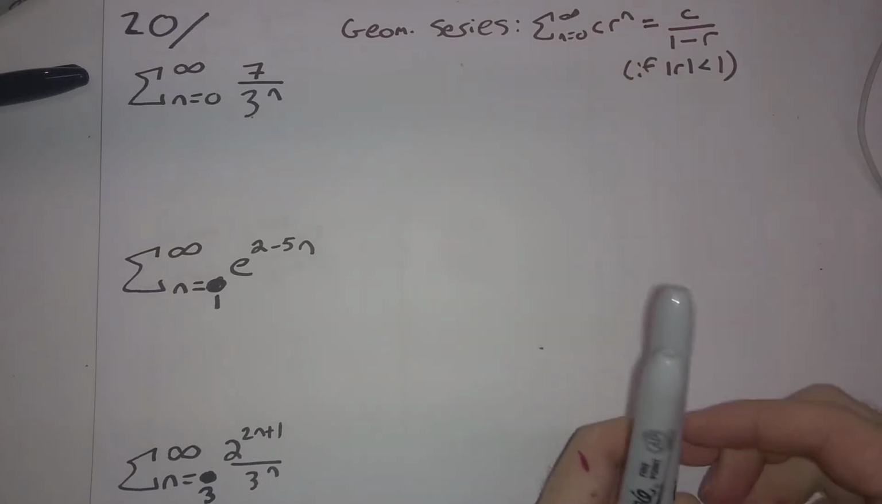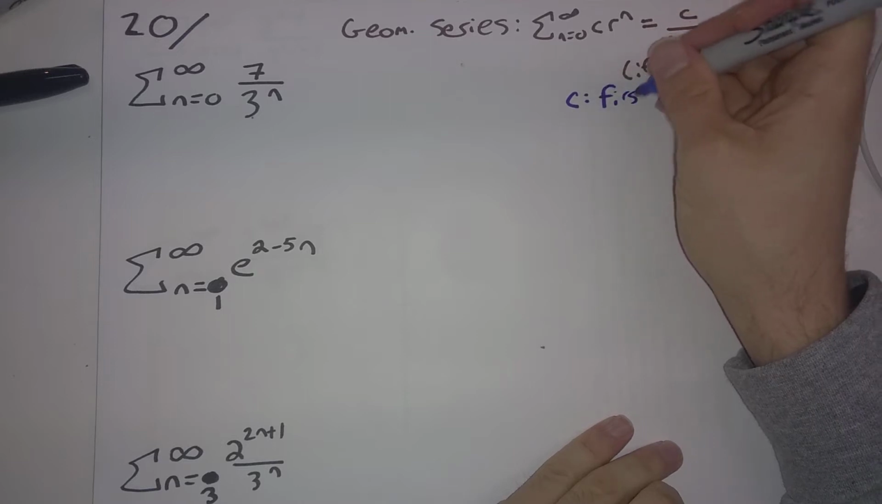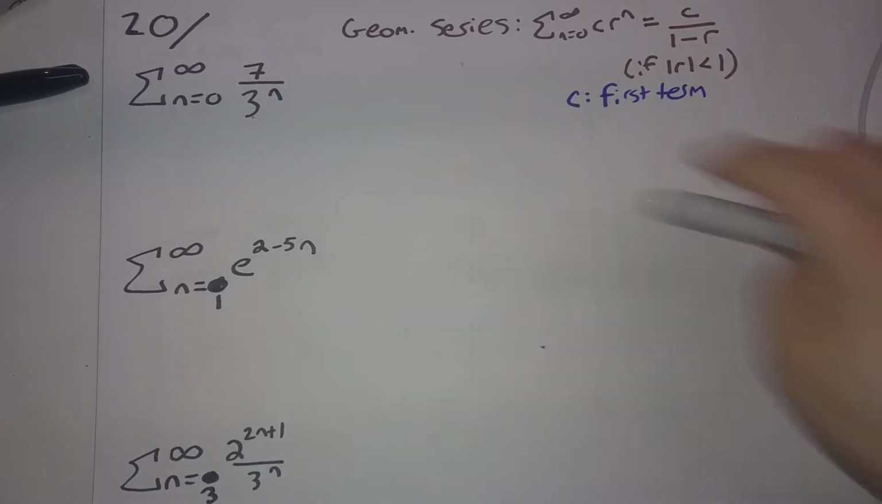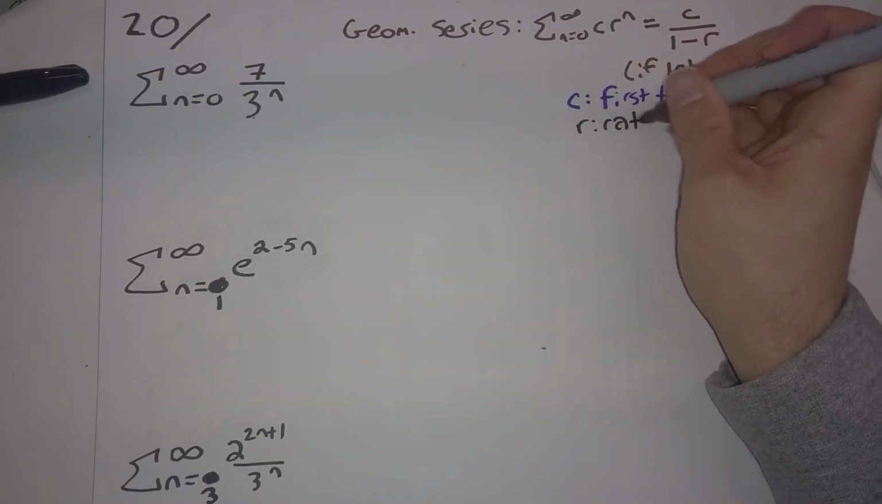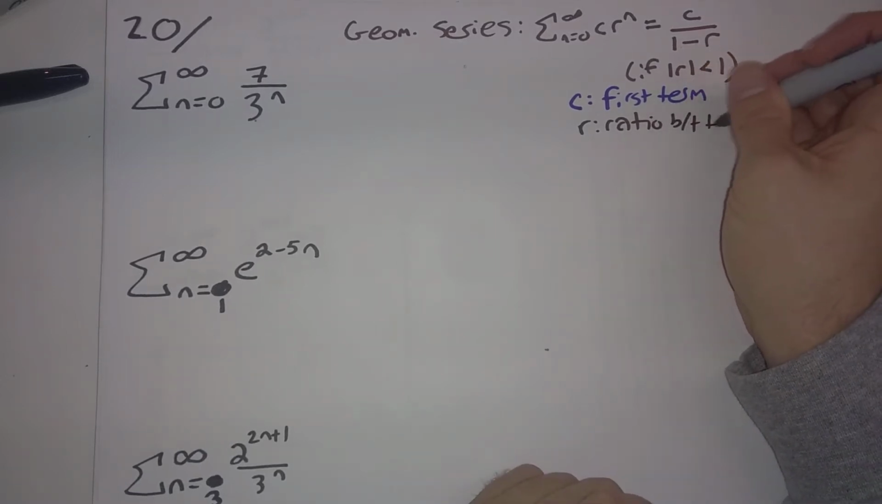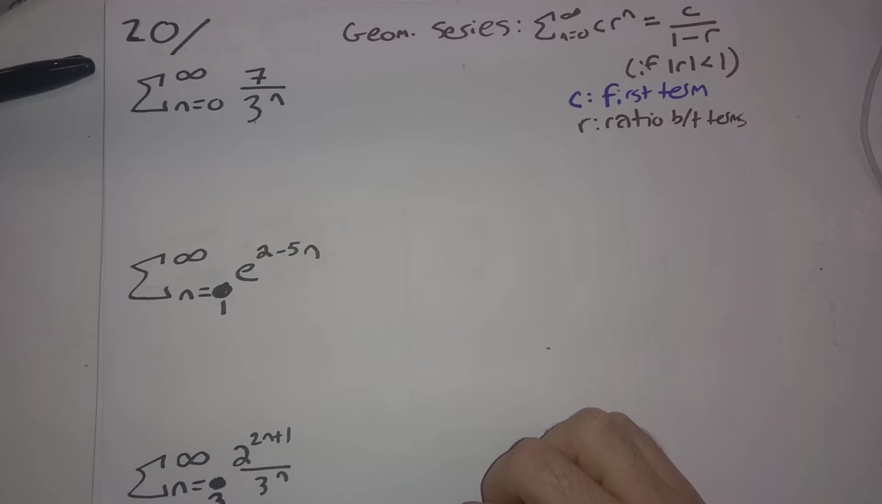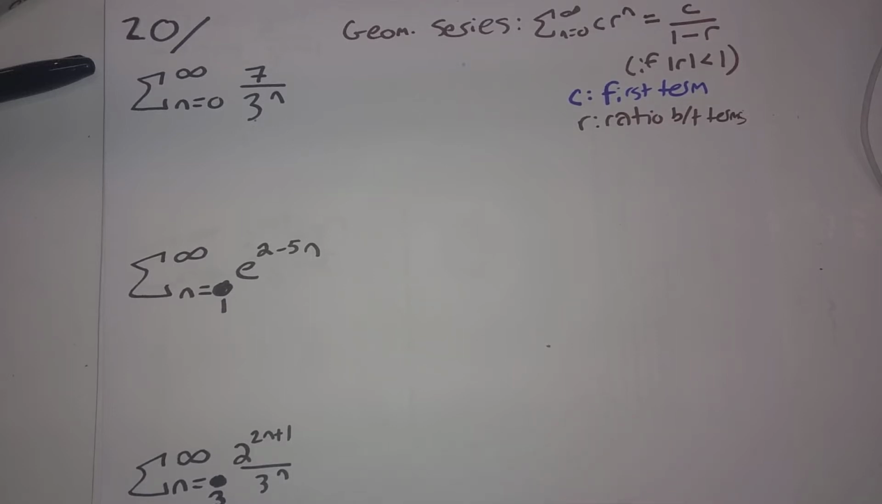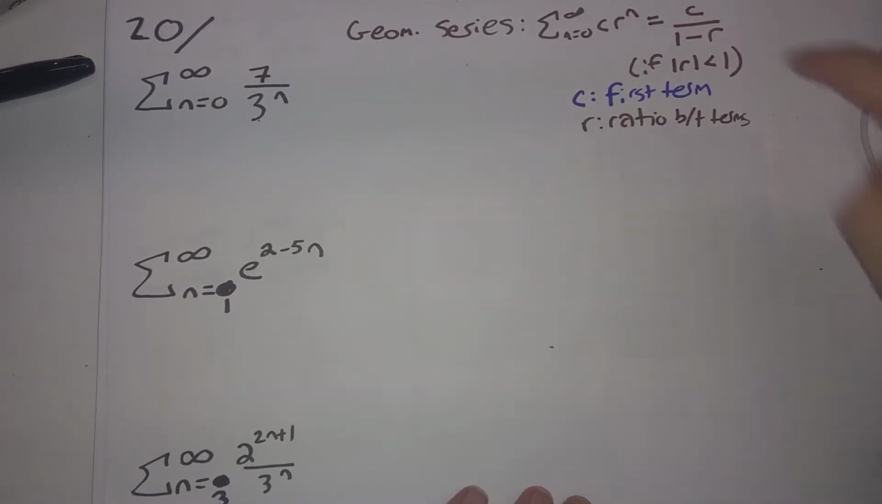In terms of what c and r are here, c is the first term of your series, which might not be n equal to 0. I wrote it out here with n equal to 0, but your series might not be indexed starting at 0, so you have to be careful of that. And r is the common ratio between terms. Okay, so let's jump in, and for each one of these series, we're going to try to figure out what the first term is and what the common ratio is. If the absolute value of the ratio is less than 1, we can just plug things into this formula and be done with it.